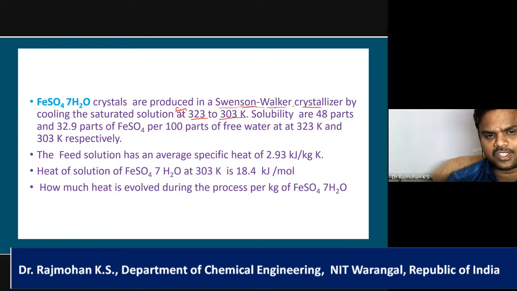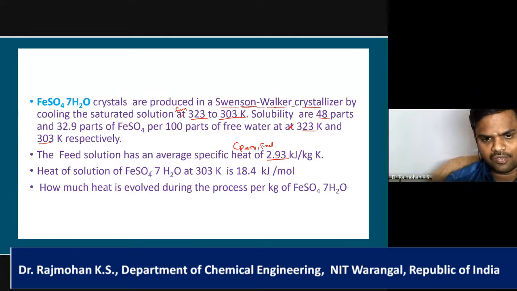Solubility data are given: 48 parts and 32.9 parts of FeSO4 per 100 parts of free water at 323 Kelvin and 303 Kelvin respectively. So at the entering condition and at the leaving condition, that is the higher temperature and lower temperature, both solubilities are given. Why is this solubility given? It is given to find out the mass fractions. Then the feed solution has an average specific heat, Cp average of the feed, given as 2.93 kilojoule per kg Kelvin.